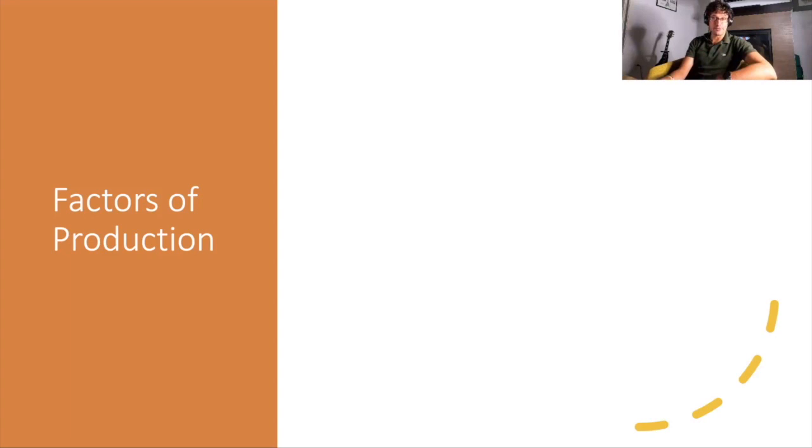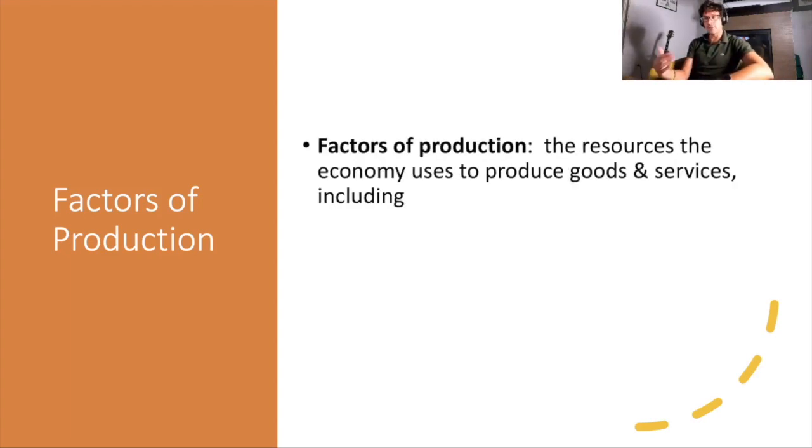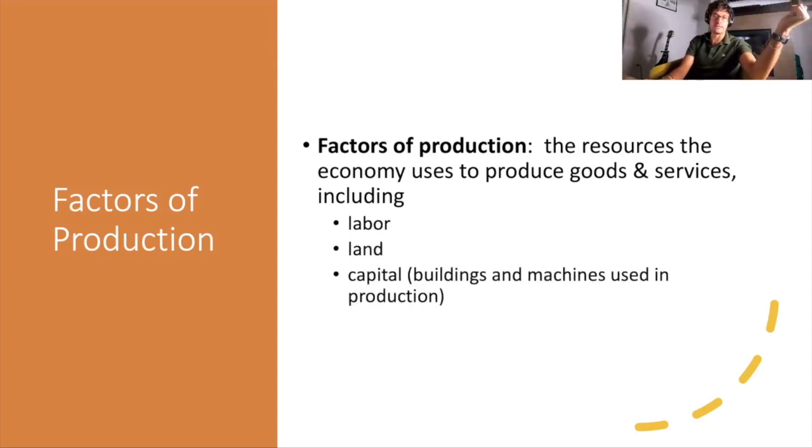So what are the factors of production? The factors of production are the resources that the economy uses in order to produce the final goods and services. And these include labor, land, and physical capital, so the buildings and the machines that are used in the production.